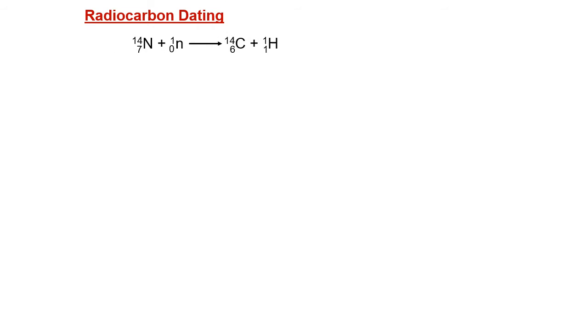This can be a source of radioactive dating. Natural nitrogen reacts with a neutron coming from space to become carbon-14, which is an unstable isotope. Carbon-14 decays, giving a beta particle and a gamma particle, which is a photon.